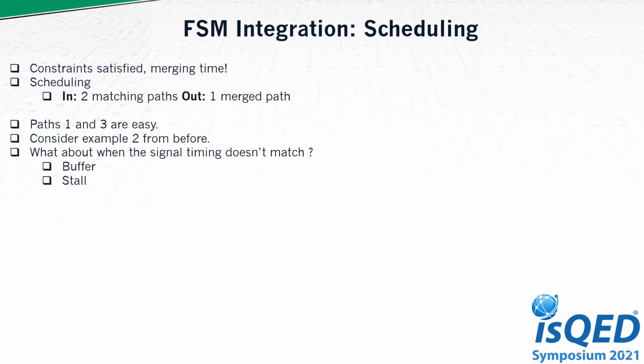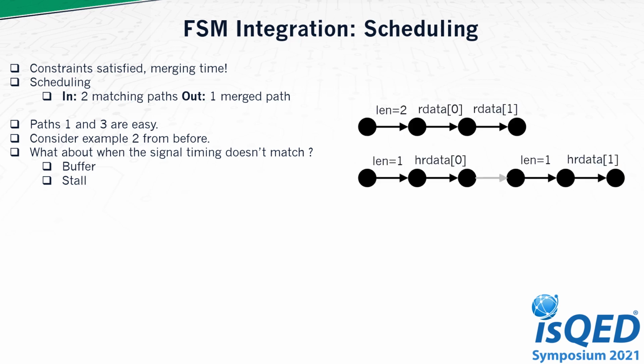After picking paths that match and also minimize latency between the 2 protocols, we have to merge each pair of paths. We call this process scheduling, where the goal is to take 2 matching paths and generate 1 merged path. Expanding off of our previous example, we can attempt to merge 2 matched paths. Paths 1 and 3 were easy, since they were the same burst length and had the same timing. But what do we do when the signal timing doesn't match, as in the case of example 2, where a 2-burst read from AXI was matched to 2 single reads in AHB?